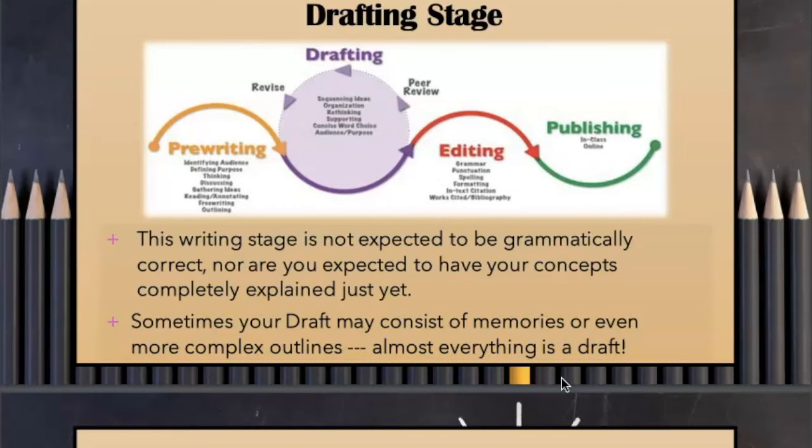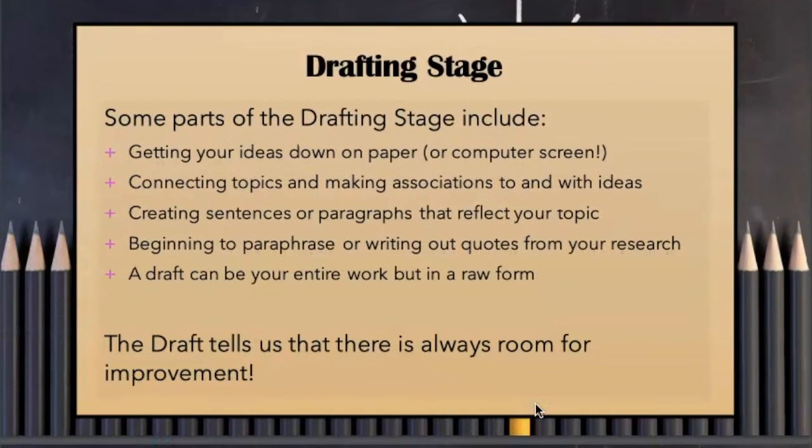It might just be a ton of complex outlines, and then when you go back to it to do your next draft, you can start editing grammar, punctuation, and figuring out, do I want this complexity in it, or do I want to narrow it down? Maybe you want to make it broader.